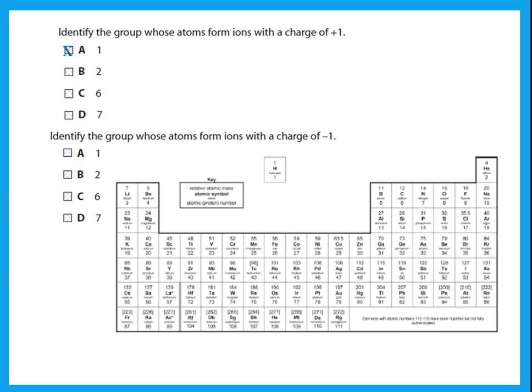Now identify the group whose atoms form ions with a charge of -1, and we said -1 means that it has gained an extra electron. So which atom in the periodic table would want to gain an extra electron? It gains an extra electron if it has 7 electrons in its outer shell, so that when it gains 1 electron they become 8, and that's a full shell. So where does something have 7 electrons? If it is in group 7, right?